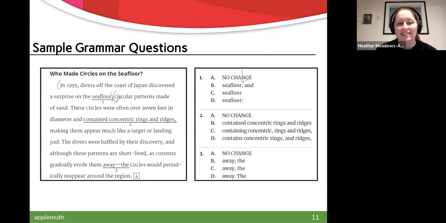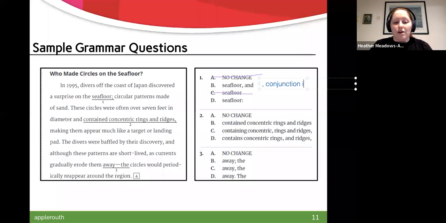Circular patterns made of sand. That's a dependent clause, right? So you want to think, how do we separate an independent and a dependent clause? We think back to all the rules we know. We can't do it with a semicolon, so we get rid of answer A. We need something to connect them, so we get rid of choice C. And then B, we didn't talk about this, of course. And again, like I said, there's many more rules here, but we do a comma and a conjunction for two independents. So that wouldn't work there either. So we end up landing on D here because it is kind of making an introduction like we saw.